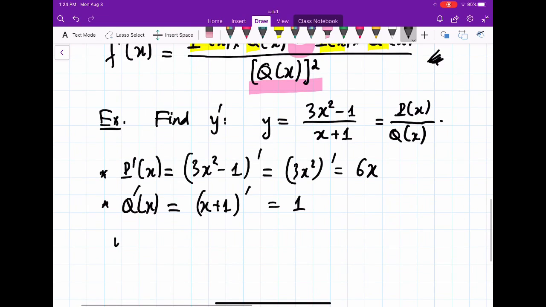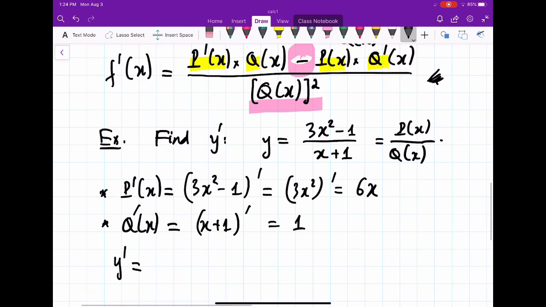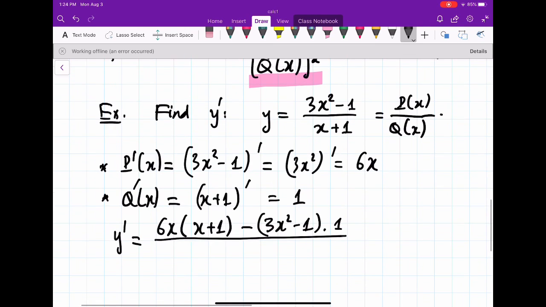Then from here, I have y prime equal to p prime, which is 6x, times q, which is x plus 1, minus p(x), which is 3x squared minus 1, times q prime, which is 1. You see? And then divide by q squared. That is (x plus 1) squared. Again, if they don't ask you to simplify, you don't have to. Okay? So that is about the quotient rule and the product rule.